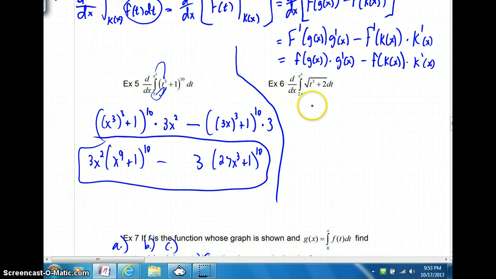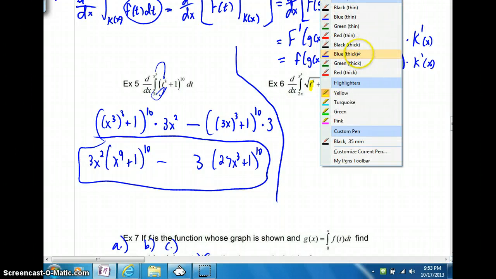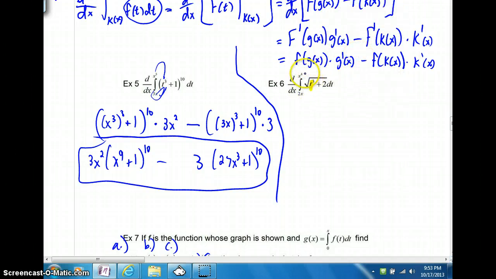Look, for example 6, we're going to do the same thing. Again, look for your dummy variable. Here's a t. That's acting as our variable inside the integrand. What am I going to substitute in for a t? Well, I'm going to plug in x to the 4th. So instead of seeing t to the 3rd, I've got x to the 4th to the 3rd plus 2. Well, then what? Now I've got to take the derivative of x to the 4th. That's 4x cubed. Now I'll say minus.